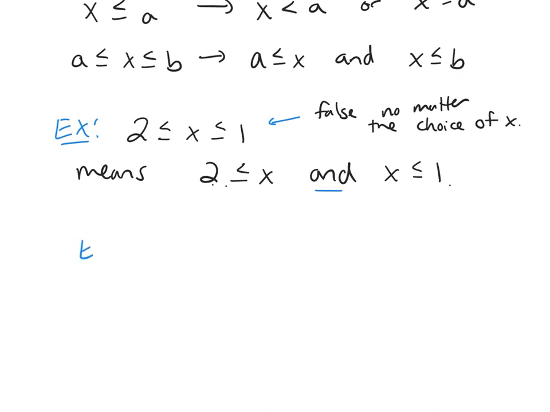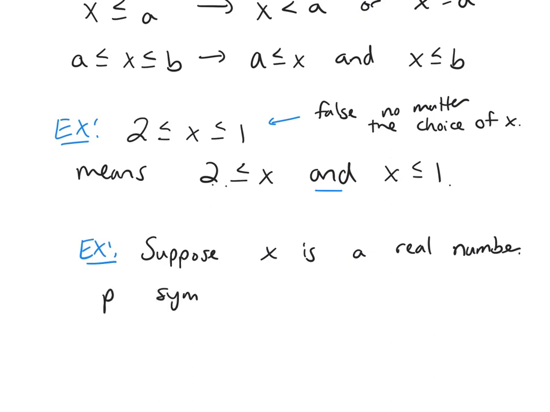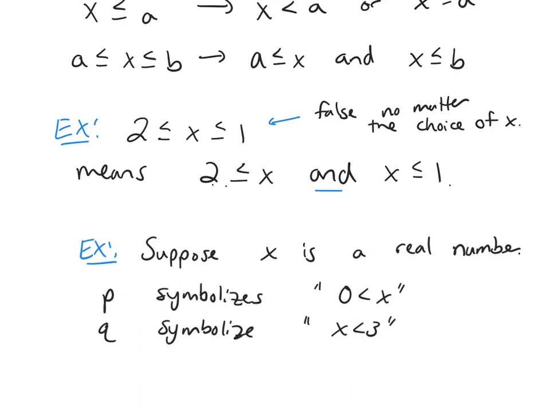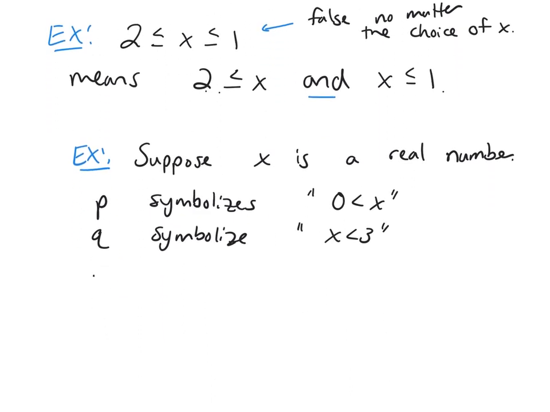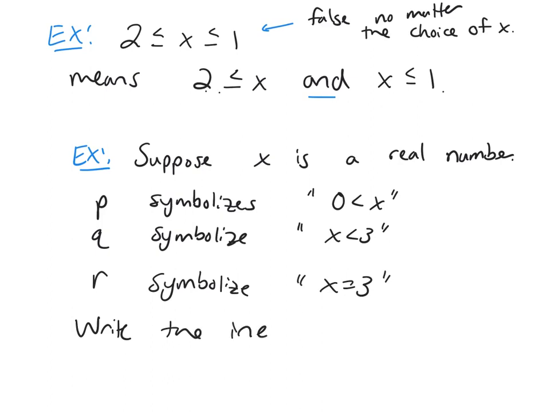All right, so let's look at the next example. Let's suppose x is a real number, and I'm going to let p symbolize 0 is less than x. Q is going to symbolize x is less than 3. And then finally R is going to symbolize x is equal to 3. And I want you to write the inequality symbolically.